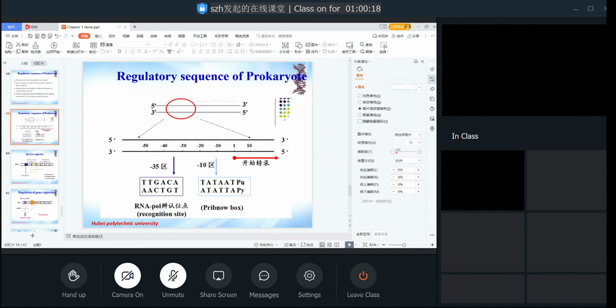Another thing you can see is located in the negative 35 region, which has a conserved sequence. We give it the name negative 35 region, the TTGACA box. All these kinds of sequences together form this region, and the function is to promote and originate the transcription and start the transcription. So it is named the promoter.